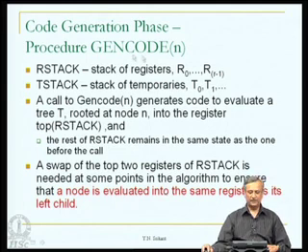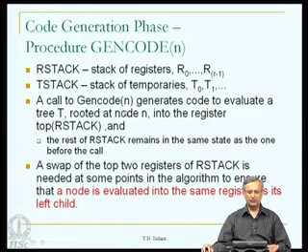So, procedure gen code with a node n which is the root of that particular tree. Here we use 2 data structures. One is called the register stack, which is a stack of registers R0 to R(r-1). So, there are little r number of registers. The stack of temporaries is called T stack, and there is no limit on its length, as many temporaries as we need are available in this particular stack.